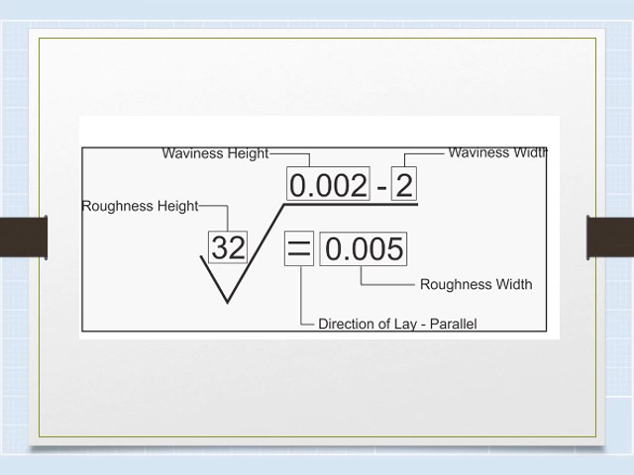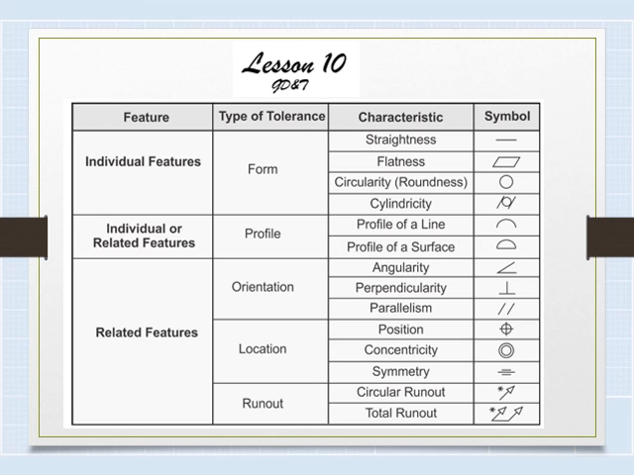We also talked about our direction of lay, and when we looked back at our symbols list, we had them all listed in there. So whether it's parallel, perpendicular, radial, whatever our direction was. And then in lesson number 10, we learned a basic introduction to GD&T, or geometric dimensioning and tolerancing. So you should know what the symbols are and the characteristic, so the name of them.